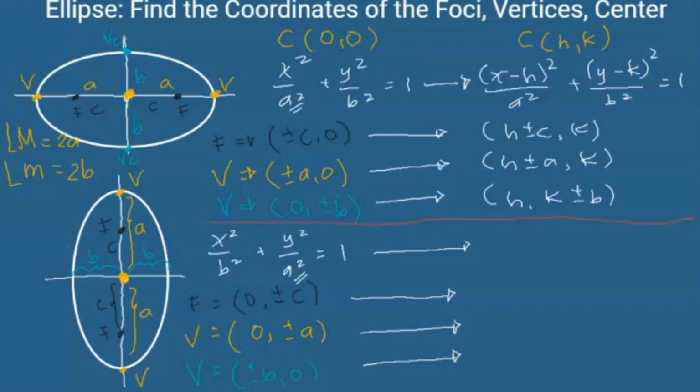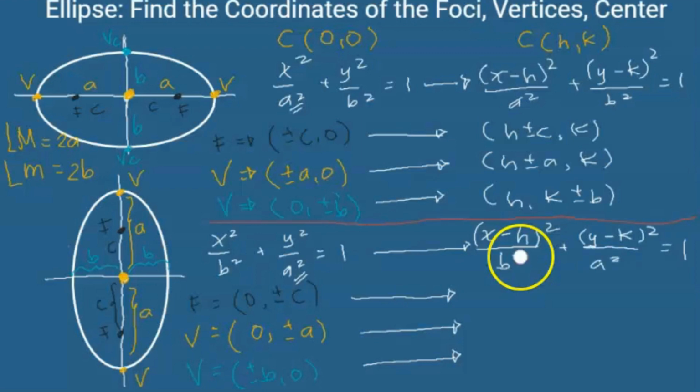And for the vertical ellipse, this equation would become (x minus h) squared over b squared plus (y minus k) squared over a squared equals 1. And the coordinates of the foci would be h and k plus or minus c.